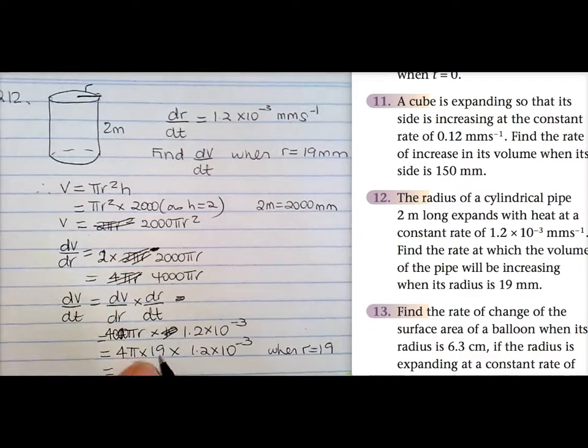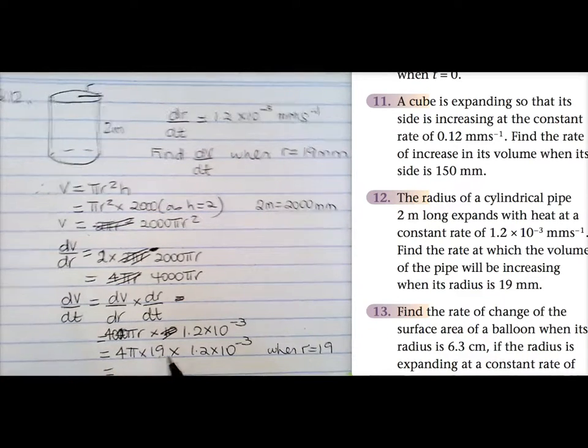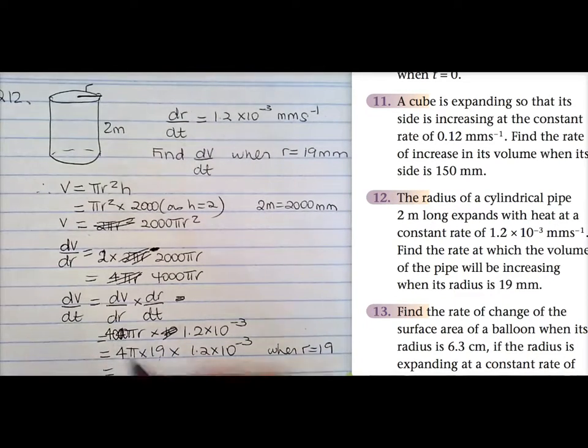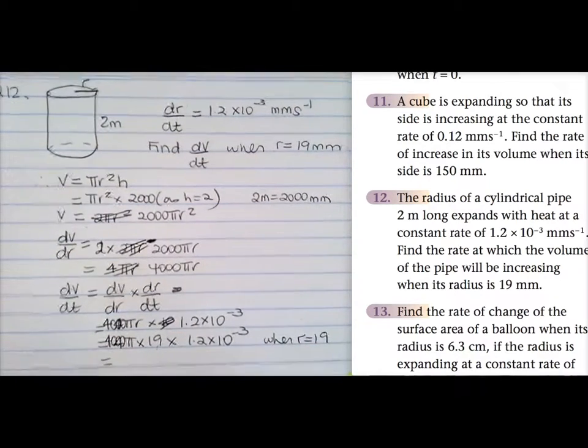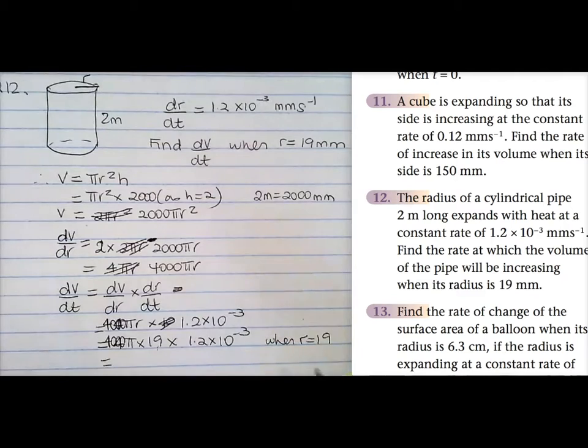Or just change the 19 into meters, but then your answer is meters cubed per second. So we've got 4,000 pi r, so 4,000 pi times 19. This will give us an answer in millimeters cubed per second: 286.5 millimeters cubed per second. So guys, please watch out for that difference in units.